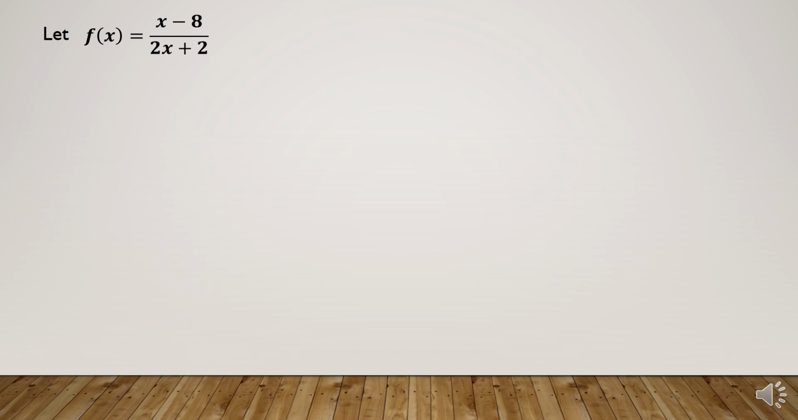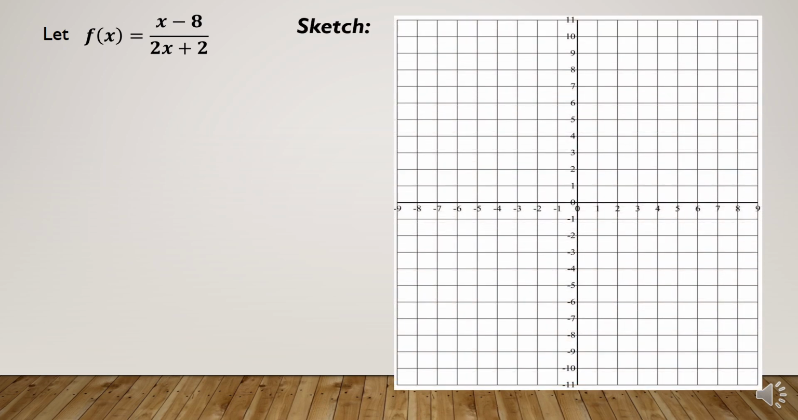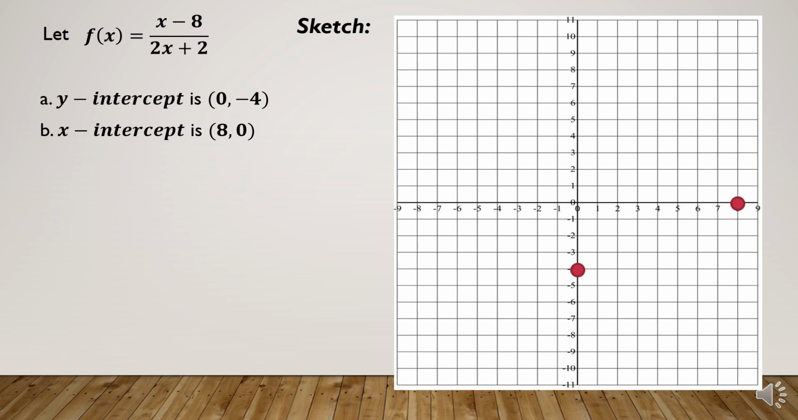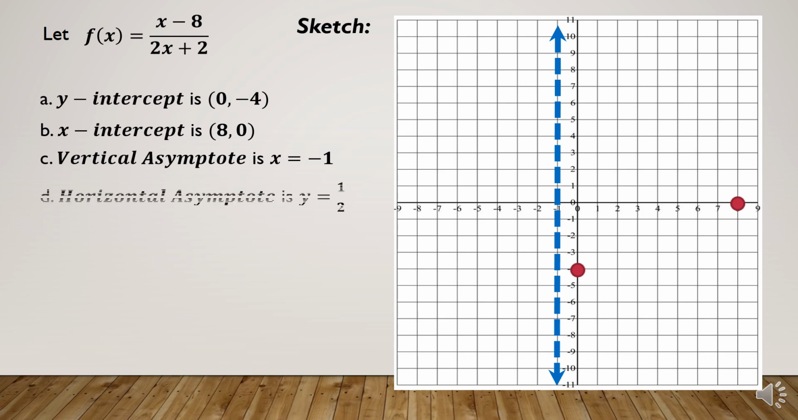Let us now sketch the graph of the given rational function. In sketching the graph, we must plot first the x and y intercepts. Since the y-intercept is (0, -4), let us now plot this. Then the x-intercept is (8, 0), and we must sketch first the horizontal and vertical asymptotes. Since the vertical asymptote is x = -1, and the horizontal asymptote is y = 1/2.